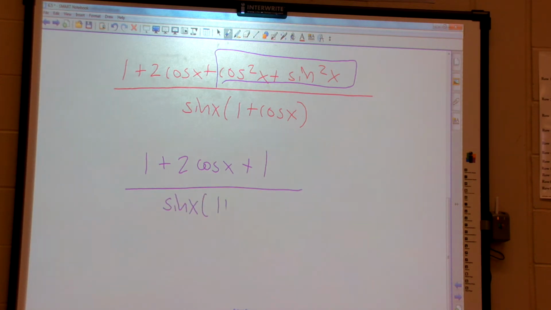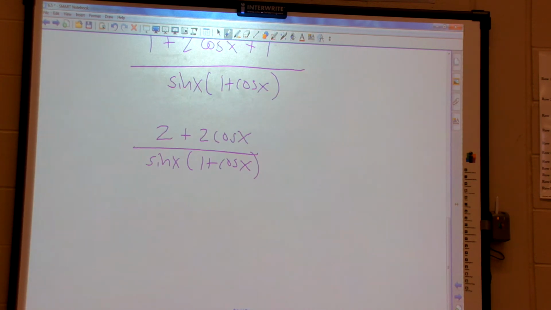all over sine x, 1 plus cosine x. Now I can combine like terms. You cannot do that at once. You've got to show your substitution, then I can condense that. Okay. I will tell you this goes further.